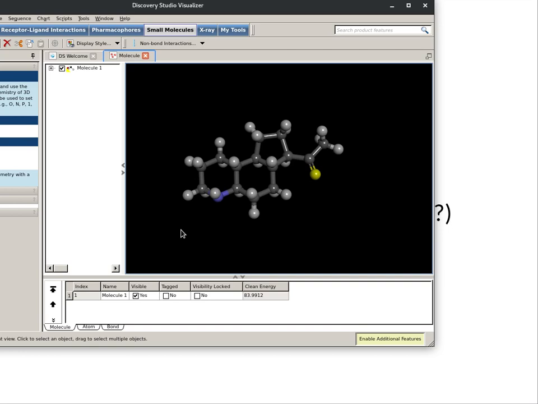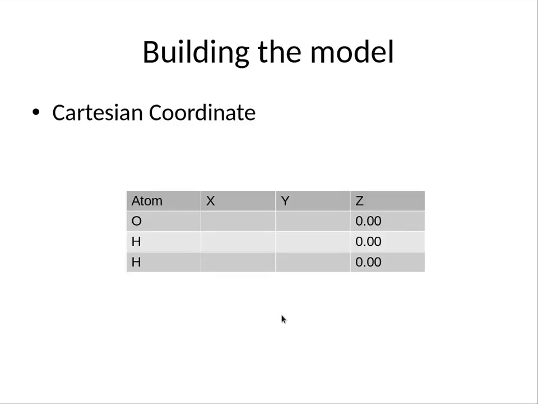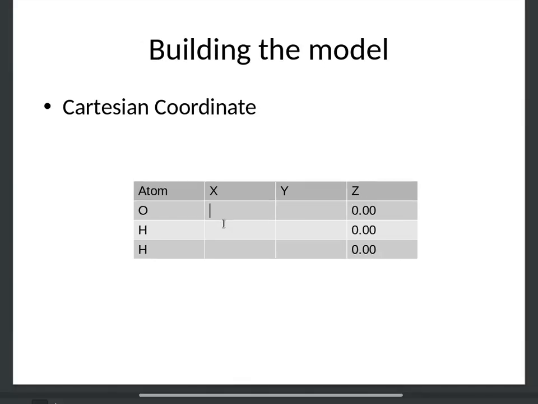So this means that you don't need software such as Discovery Studio Visualizer to build a model. You can simply build a model from X, Y, and Z coordinates. So for example, if I wanted to build a model of water, all I would need to know is some X, Y, and Z coordinates. And to make it simple, I can place the water in the XY plane, which means that all the Z coordinates will be 0. So what would be nice is if I could place the oxygen atom maybe at the origin, so at 0, 0, 0, for example.